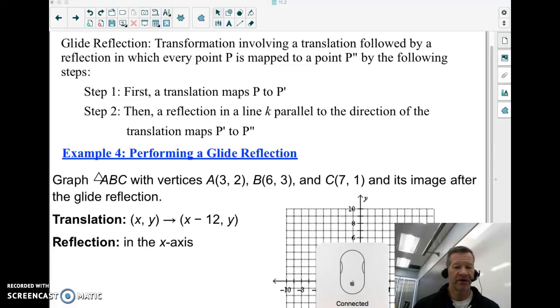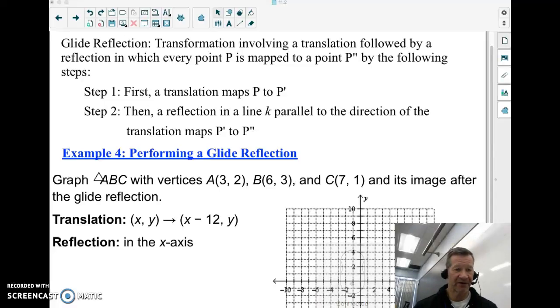In example 4 here, we are going to perform what's called a glide reflection. A glide reflection is a transformation that involves a translation first, that's what we did back in section 11.1, followed by a reflection in which every point P is mapped to a point P double prime using the following steps.